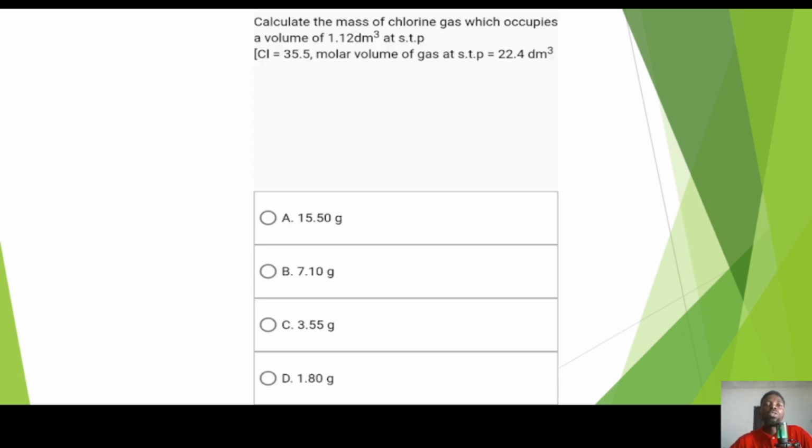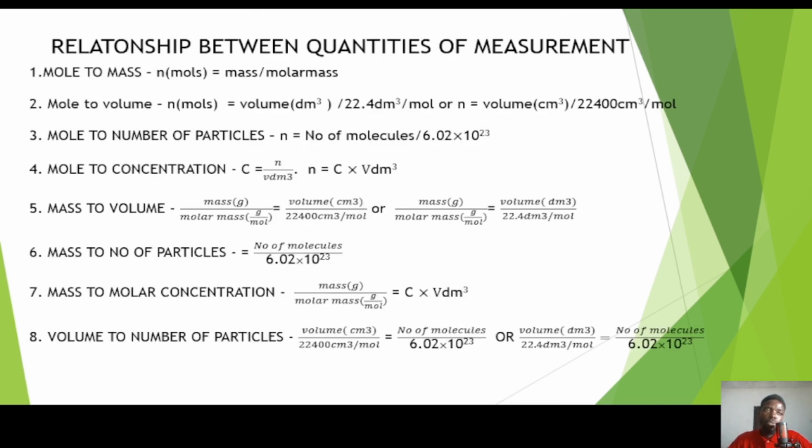If you look at the options, you will notice that the mass is measured in gram, but then the question has the volume in dm cube. So, in the mass to volume relation, are we going to use the one that has cm cube or the one that has dm cube? Obviously, the one that has dm cube, because in our question, we are given the volume in dm cube. Hence, the formula to solve this question will now be mass over molar mass equals volume in dm cube all over 22.4 dm cube per mole.